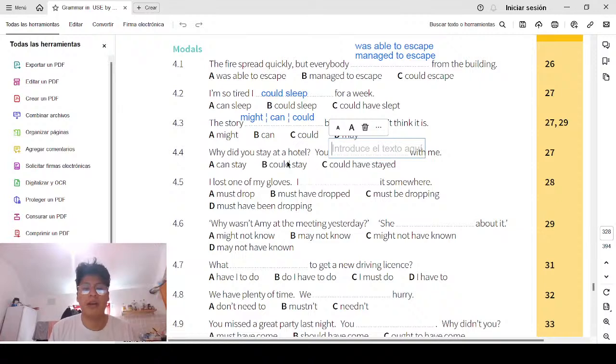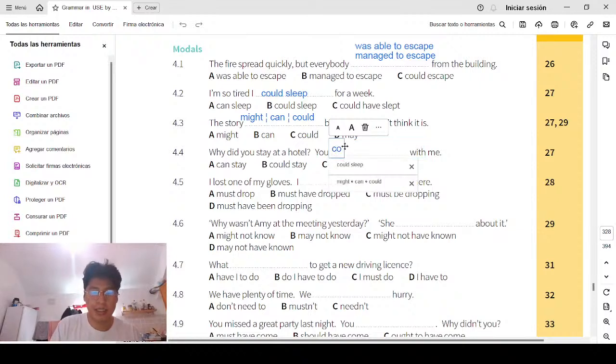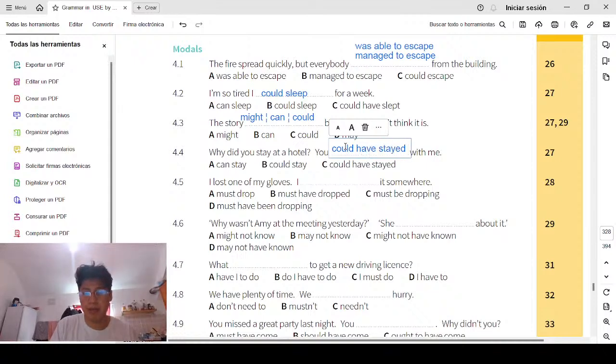4.4. Why did you stay at a hotel? You can stay with me. Why did you stay at a hotel? You could stay with me, or you could have stayed with me. The answer is could have stayed with me.